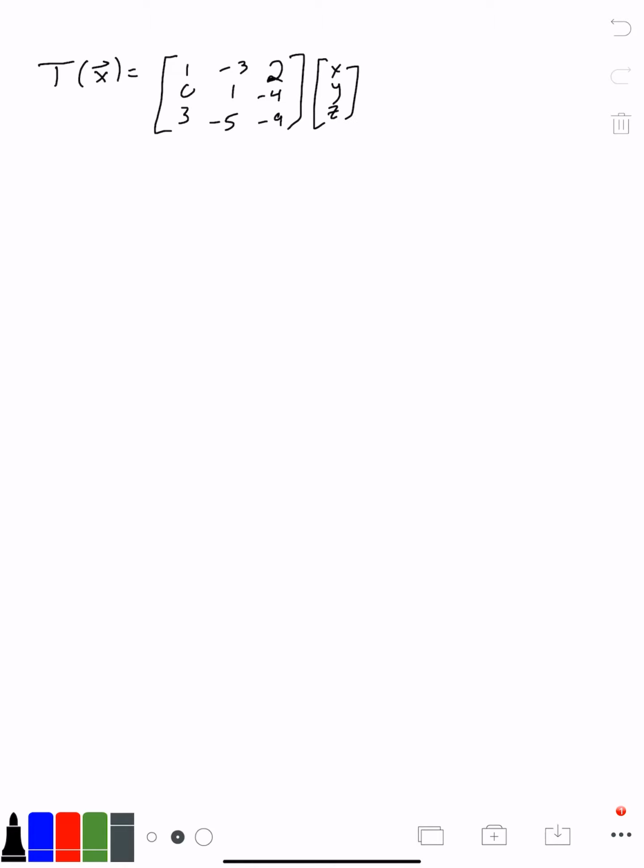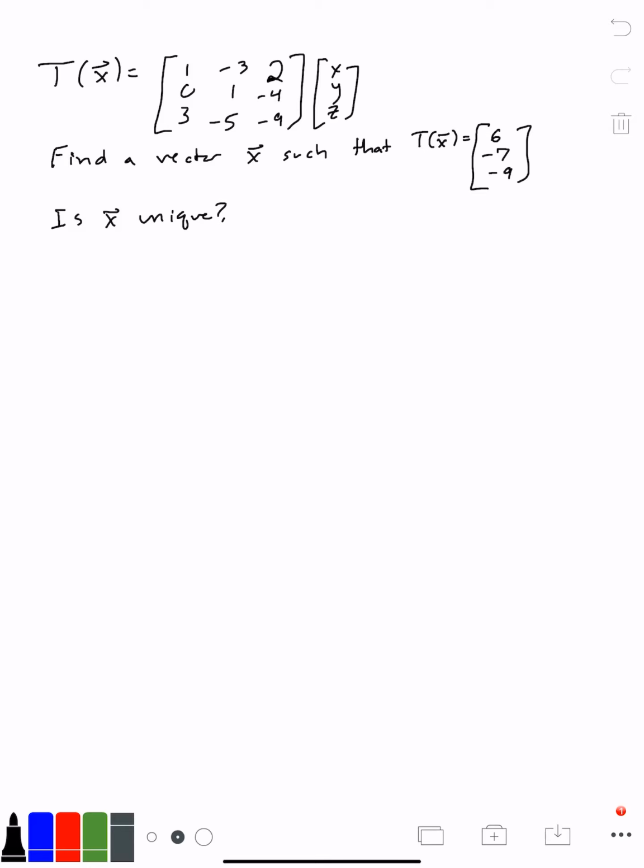And then the following here is find a vector x such that T of x is this output they give us, which is 6, negative 7, negative 9. And then they say, is x unique? So we can jump straight to the augmented matrix here, as I was mentioning last time.